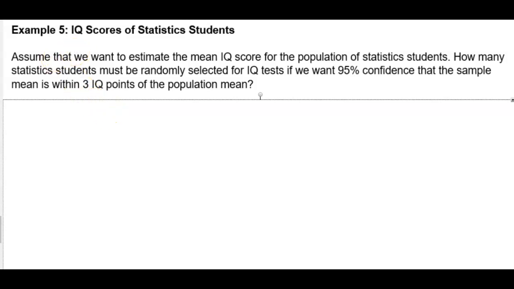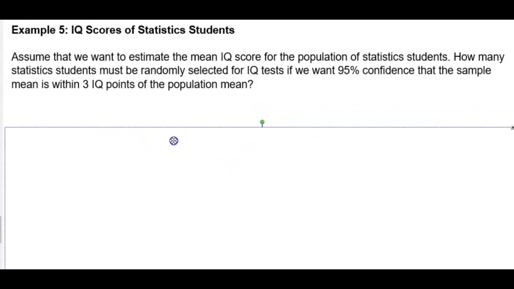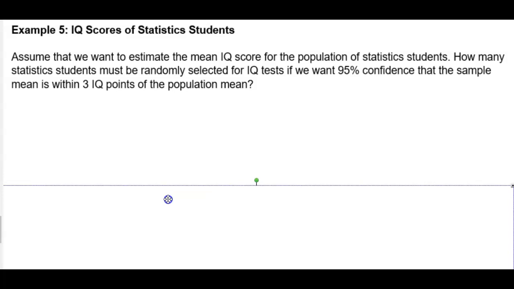Example 5, IQ scores of statistics students. Assume that we want to estimate the mean IQ score for the population of statistics students. How many statistics students must be randomly selected for IQ tests if we want 95% confidence that the sample mean is within 3 IQ points of the population mean? So we want to first figure out what is the critical value. Now keep in mind here that we want to find the critical z value.